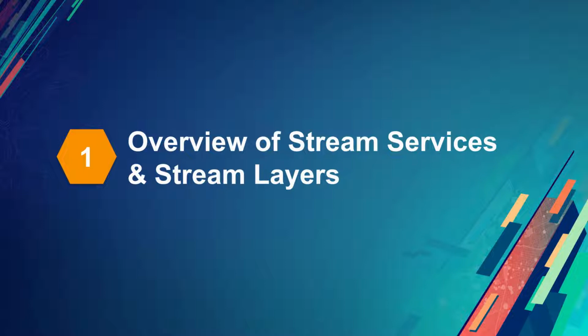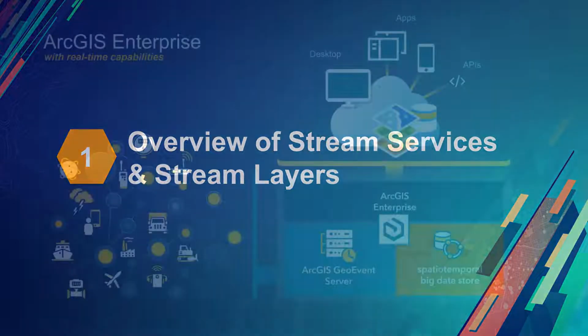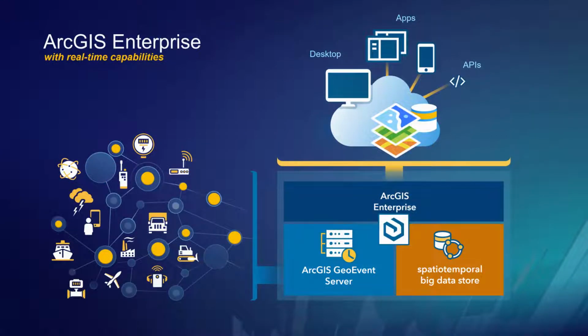So if we want to take an overview look at stream services and stream layers, let's put that in context of what GeoEvent Server is. GeoEvent Server is a server role that you add to your ArcGIS Enterprise to bring the capability of real-time to your enterprise setup. And shown here on the screen, we have GeoEvent Server and the spatiotemporal data store, and we have the ability to ingest data. That's primarily what we're interested in, getting our real-time data into our enterprise GIS, and we have configurable connectors that allow you to do that.